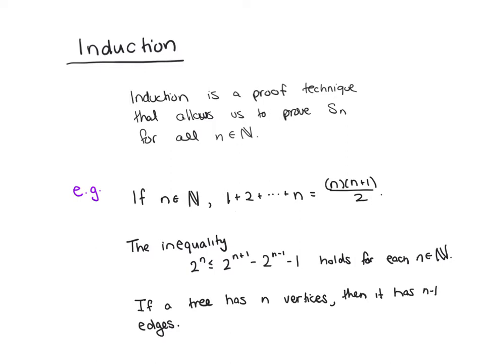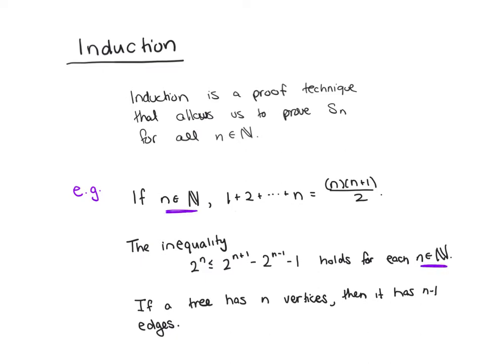So I've got 3 examples here. We could show that given a natural number n, the sum of the first n integers is n times n plus 1 over 2. It's a very classic first induction proof. We can prove things about inequalities. So in the inequality, 2 to the n is less than or equal to 2 to the n plus 1 minus 2 to the n minus 1 minus 1. And that holds for each n in the natural numbers.